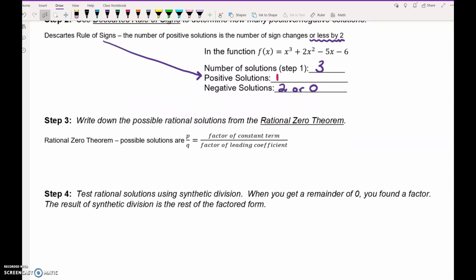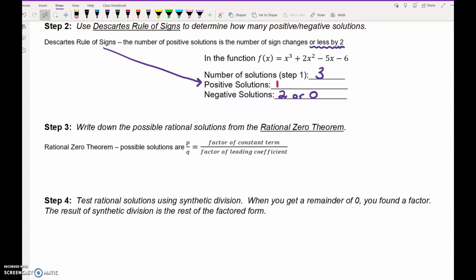So next we're going to look at what are the possible solutions. Technically, you're supposed to take the constant term, which in this case is 6, divided by the leading coefficient, which in this case is 1. But I'll give you a hint. I'm always going to give you polynomials with a leading coefficient of 1. So really, the possible solutions are going to come from whatever our constant term is.